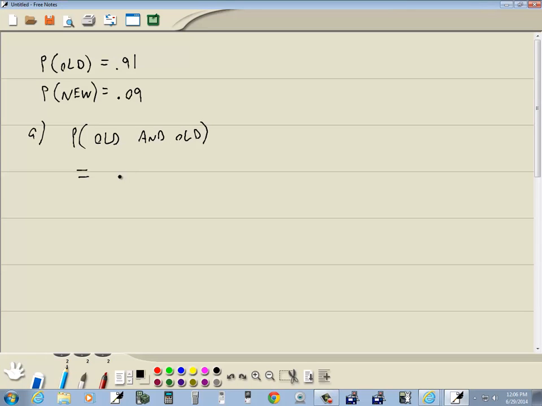Now, "and" is always multiplication. So we're going to take the probability the first one is old, 0.91, times, that's what the "and" does, the second one being old, 0.91. And let me plug in my calculator here. 0.8281.